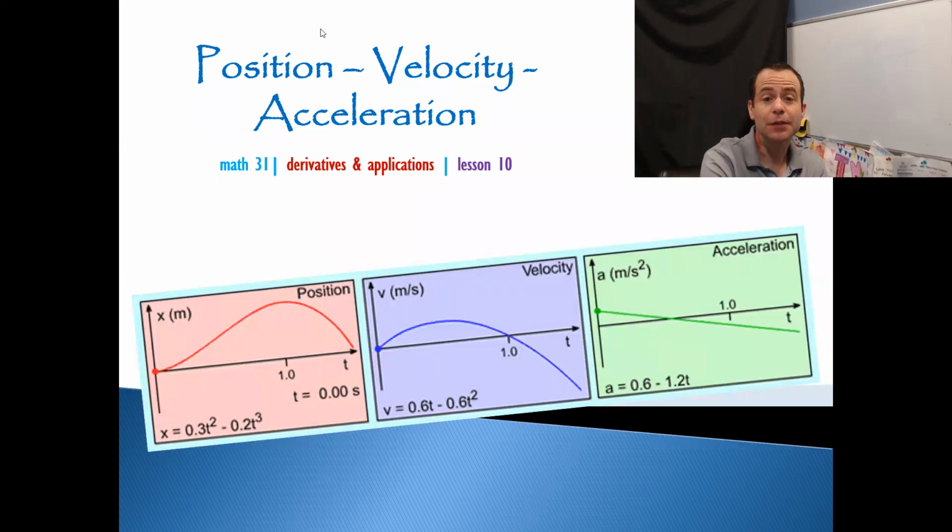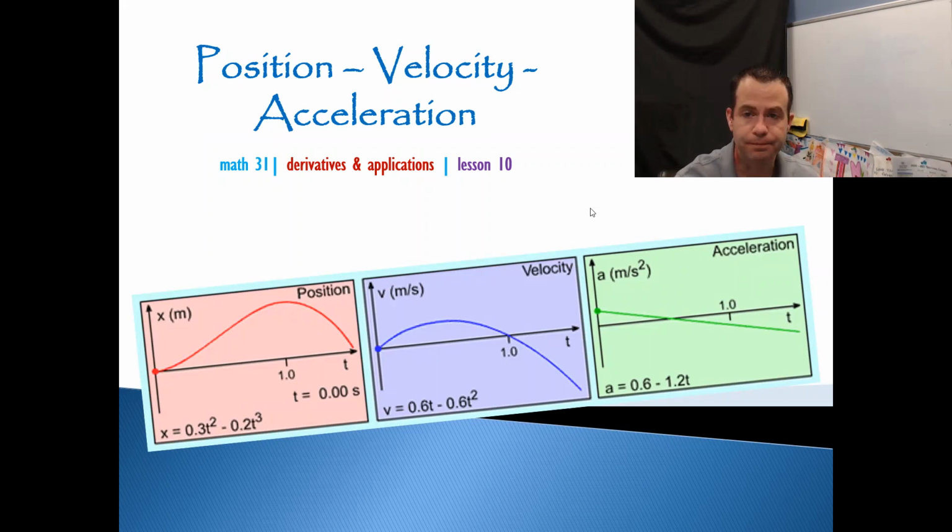Hey everyone. So the last bit of our derivatives unit is going to focus on applications. And the first set of word problems that we're going to look at is position, velocity, and acceleration problems. Then we're going to move into related rates after this, and we'll spend a couple days on related rates.